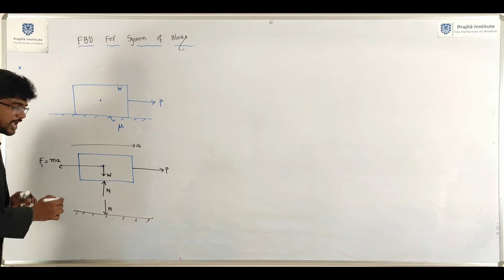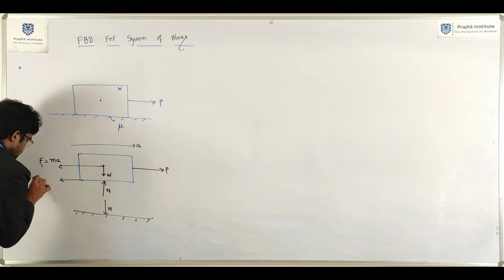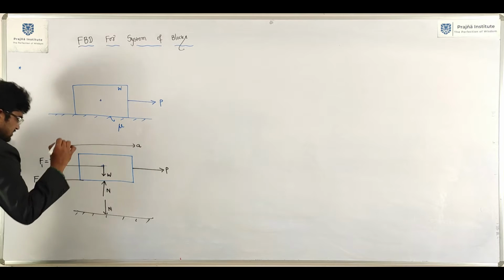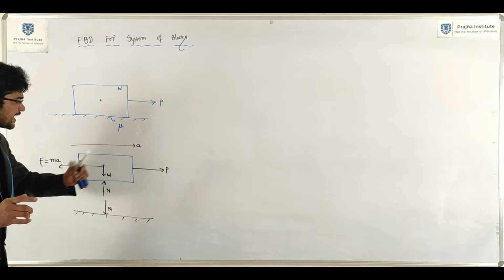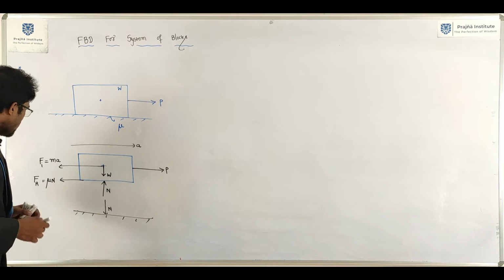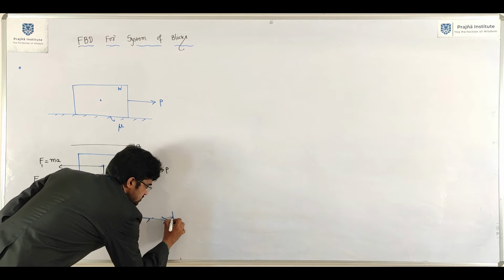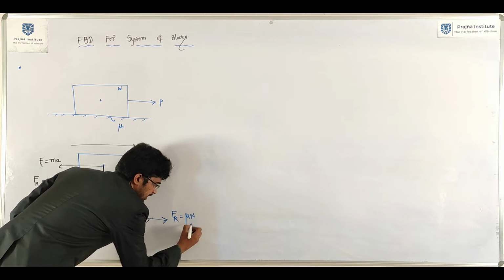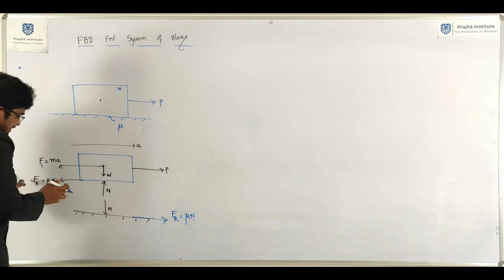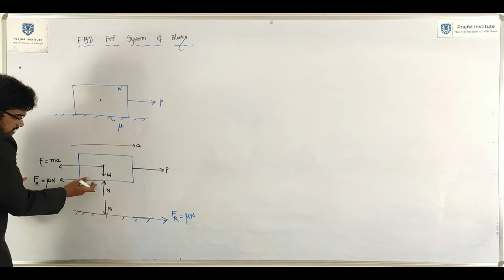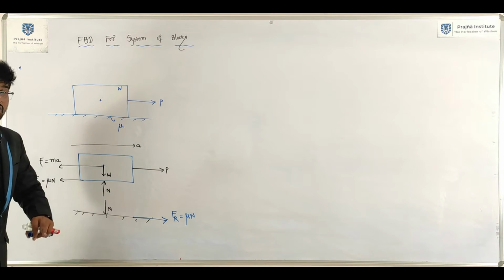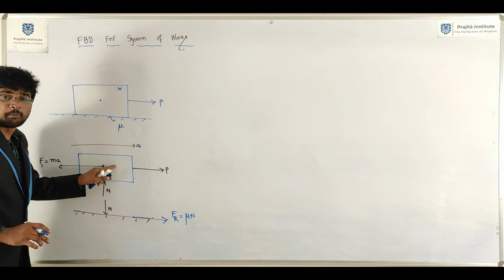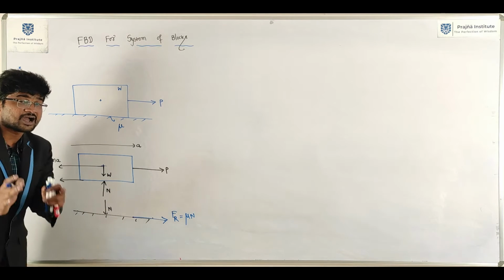Now, inertia force equals ma. Here, frictional resistance equals mu into N. These 2 forces always act opposite to the direction of motion of the block. Now, relative friction. This is called relative friction. Relative friction acts opposite to the direction of the normal friction. So one frictional resistance is acting like this. Relative friction will be acting on the ground floor. This is the free body diagram for the block. This is the free body diagram for the ground.